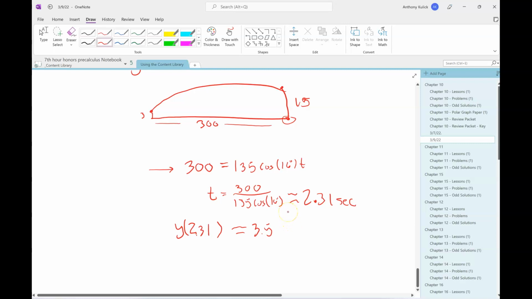What does that mean? How tall was the wall? Less than 15 feet, so the ball would hit the wall 3.5 feet above the ground.